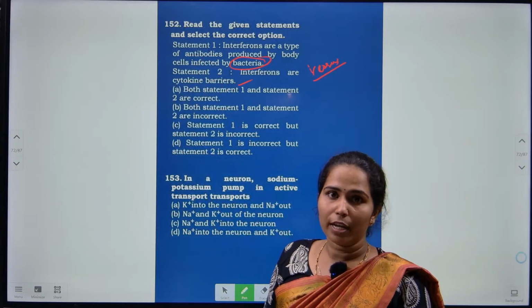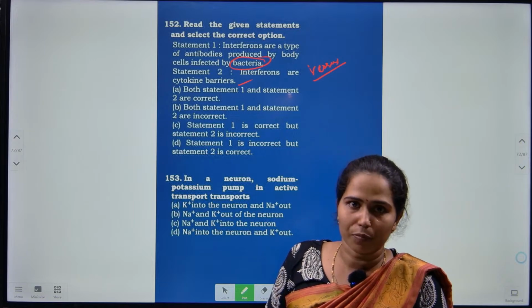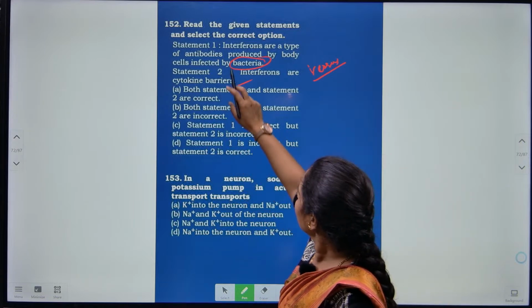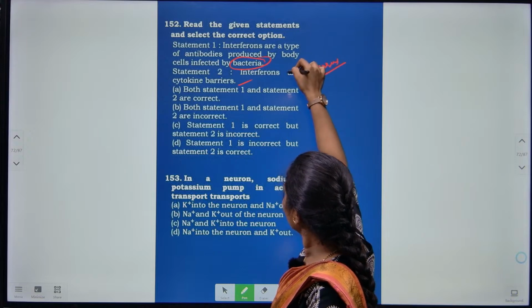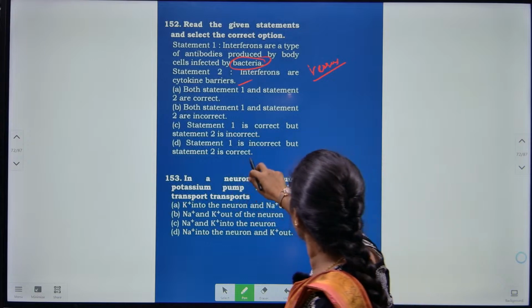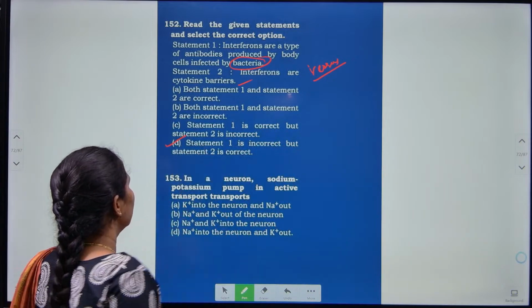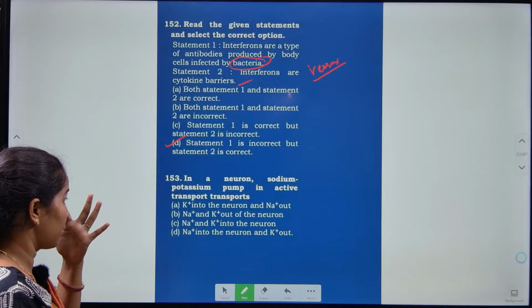Now this protein will help to protect the other cells which are not infected from the virus here. So here statement 1 is wrong, and statement 2 is right. So which is the right option here? Statement 1 is incorrect, but statement 2 is correct. So option D is the right answer.